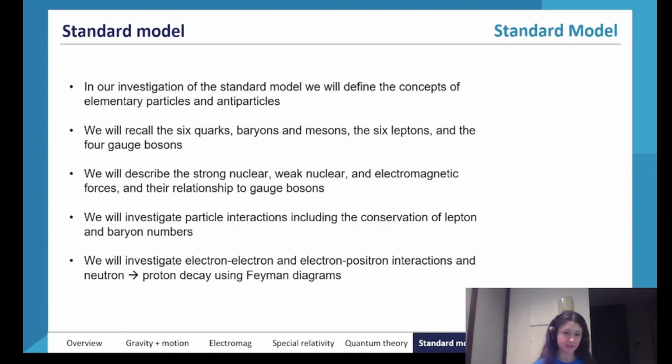In our investigations of the Standard Model, we're going to define elementary particles and antiparticles. We're going to recall the 6 quarks, baryons and mesons, the 6 leptons, and the 4 gauge bosons. There's just a lot of different particles to remember, basically. We're going to describe the 4 different forces, the strong nuclear, weak nuclear, electromagnetic forces, and how they influence gauge bosons.